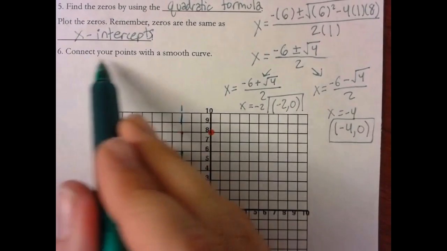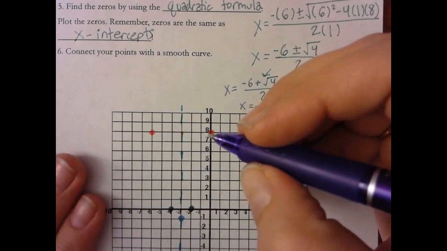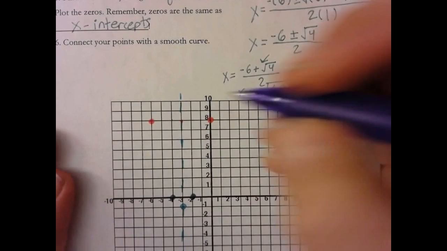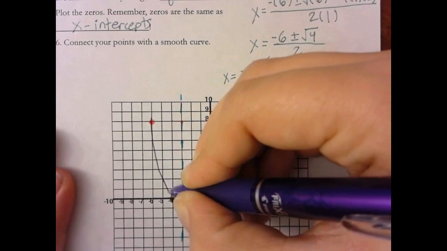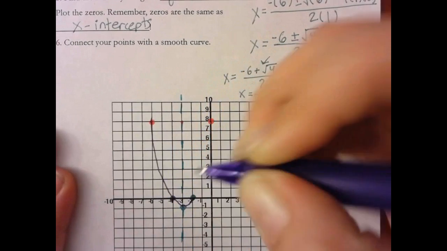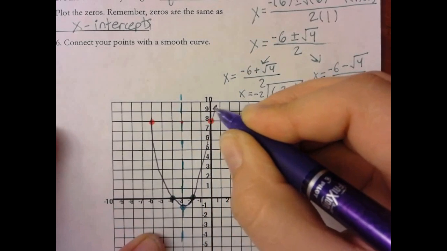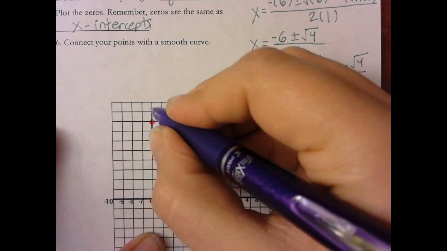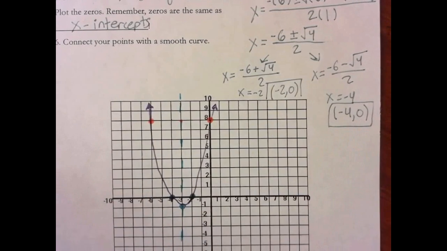Our last step is to connect all your points with a smooth curve, or as smooth of a curve as you can do. So mine might be a little crooked. Try not to judge me too much. Start at the top and make a nice smooth curve. Oh, that's not too awful, right? Yeah, I've seen better, I've seen worse. And that's how you plot it. That's not a bad parabola, if you ask me.